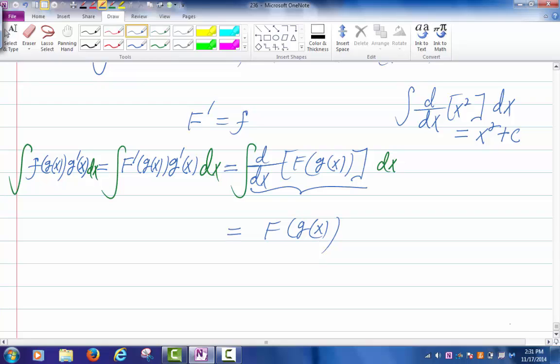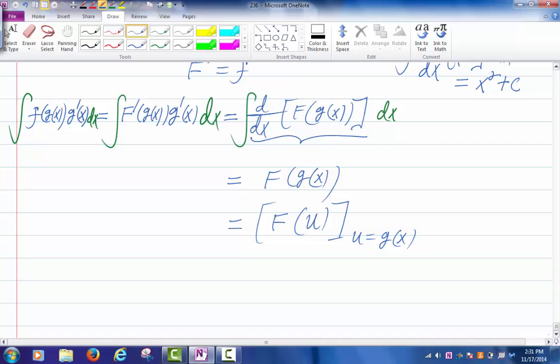Okay, now I'm going to do a notational trick here. Instead of writing g of x, I'm going to replace g of x by u, but I'm going to keep in mind that u is g of x. So what is f of g of x? F of g of x is the same as f of u evaluated at g of x.